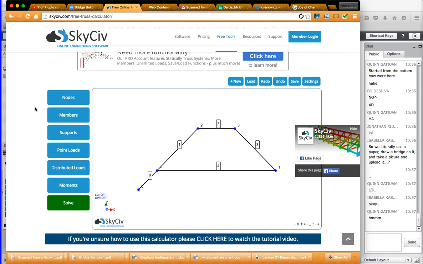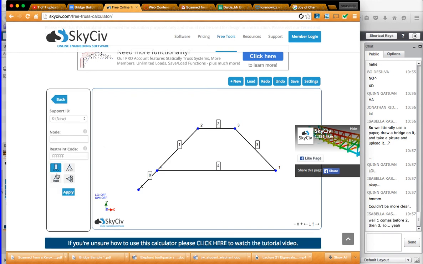Okay. All right, so now this bridge is kind of floating in the middle of nowhere. So I need to connect it to the ground, and the way I'm going to do that is with something called supports. Now there are 4 different kinds of supports. The one normally comes before 2 and then before 3 and so on and so forth.